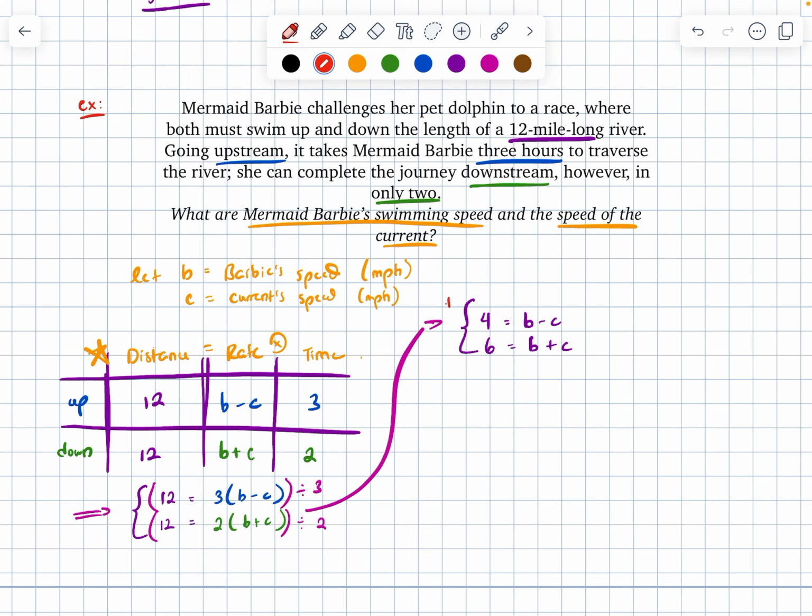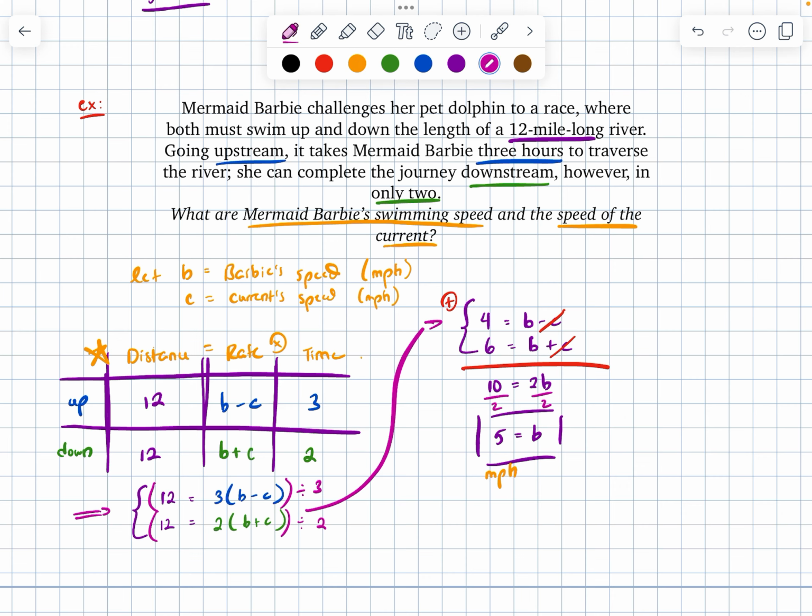From here, I'm going to add the two together. You can do either one. It doesn't really matter. Adding 4 plus 6 is going to get me to 10. b plus b is going to get me to 2b. And then negative c plus c, those get me to 0. I have 10 is equal to 2b. To solve for b, I'll divide both sides by 2. Therefore, Barbie's speed is going to be 5 miles per hour.